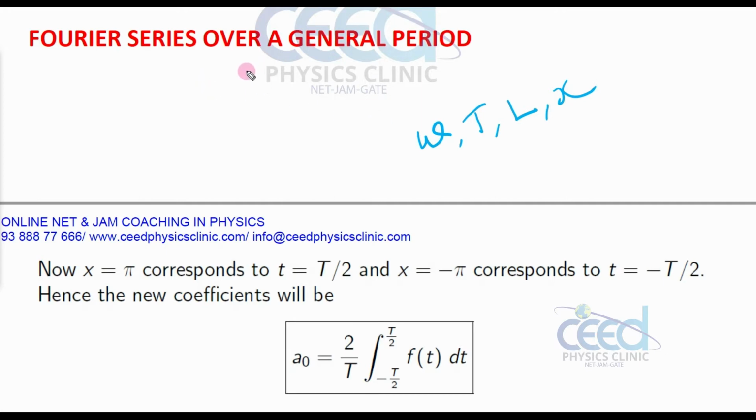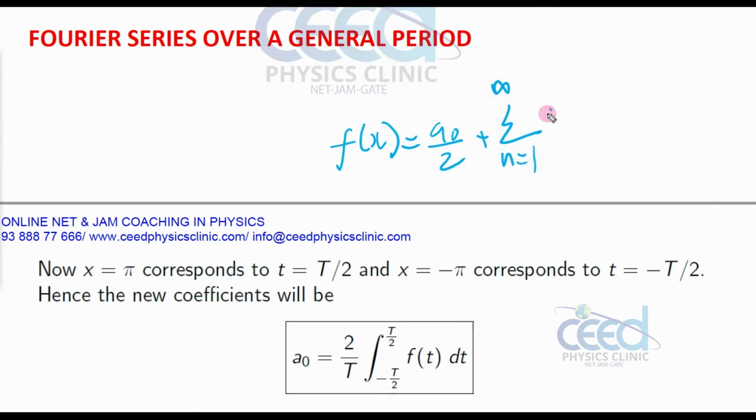Suppose our expression for the Fourier series, which we have generally studied, is for a periodic function f of x is equal to a0 by 2 plus sigma n is equal to 1 to infinity an cos nx plus sigma n is equal to 1 to infinity bn sin nx, right? So this is the Fourier series expansion.